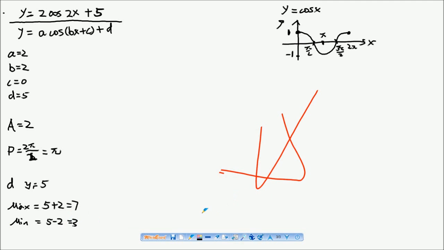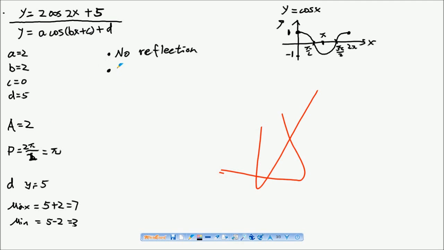Okay, if I want to describe the transformation of the graph, the first thing I say is there is no reflection of any kind, because A is positive and B is positive, so there's no reflection on the x-axis and no reflection on the y-axis.